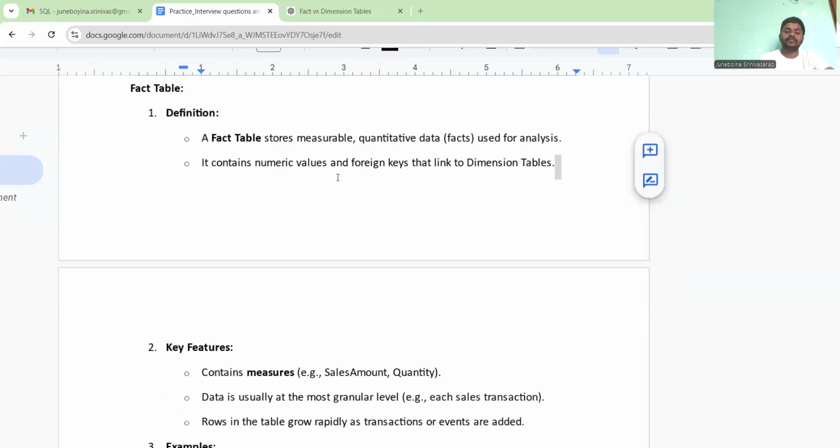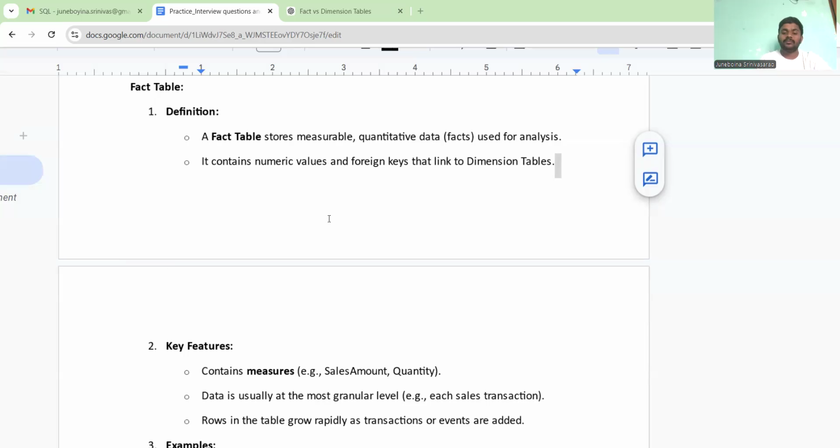differences. Fact table. The standard definition of fact table is a fact table stores measurable quantitative data for analysis. So fact table contains and stores measurable and quantitative data that is used for analysis. It contains numeric values and foreign keys that link to dimension tables.